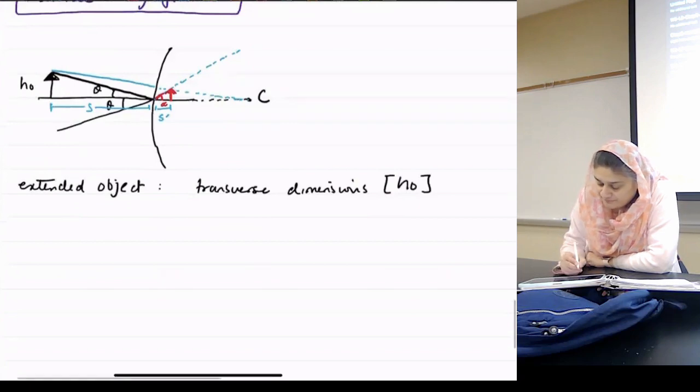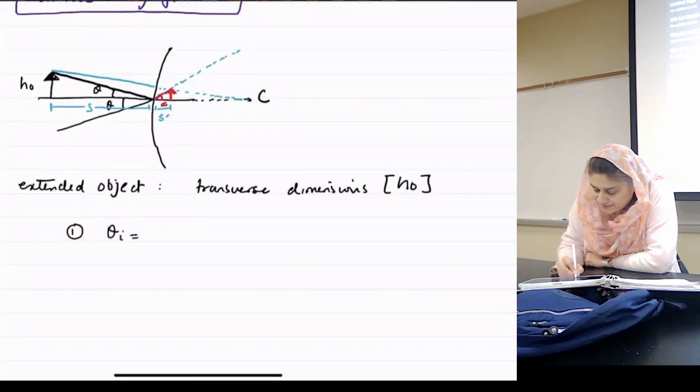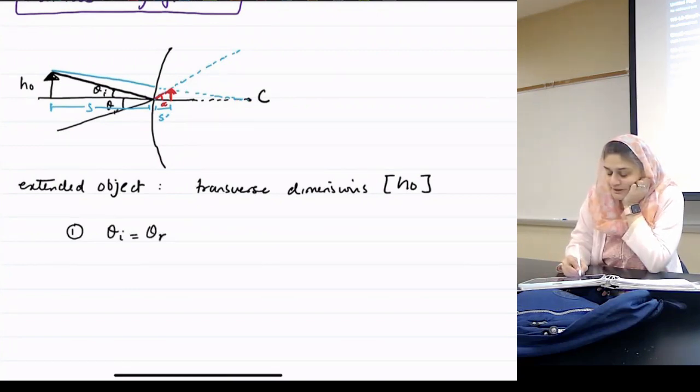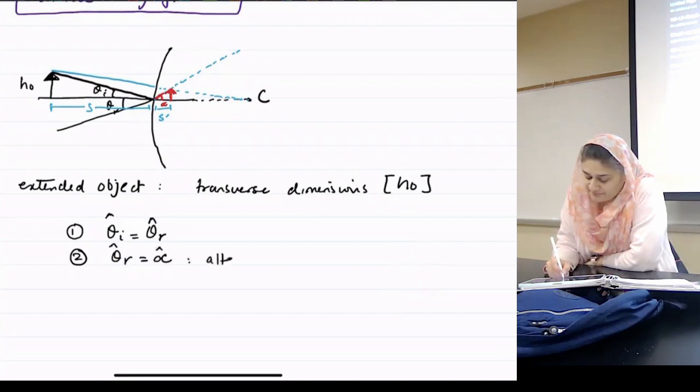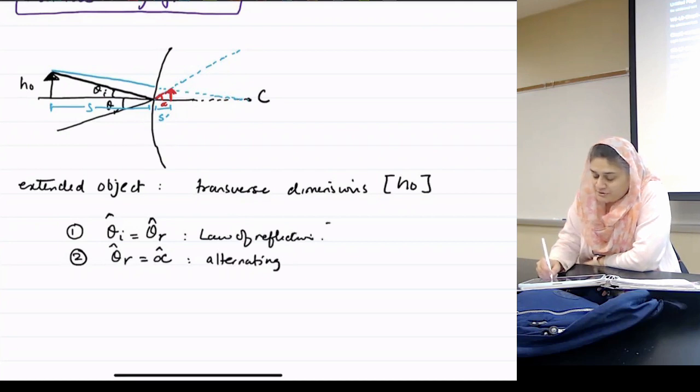look at the geometry. Number one, is theta I equal theta R? And number two, is theta R the same angle as alpha? So these are called alternating angles, and this is what we know from the law of reflection. So from these two, may I call theta I equals alpha?